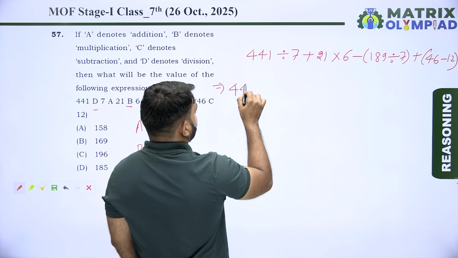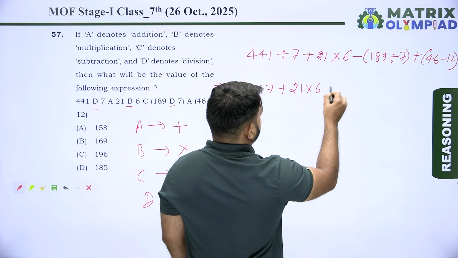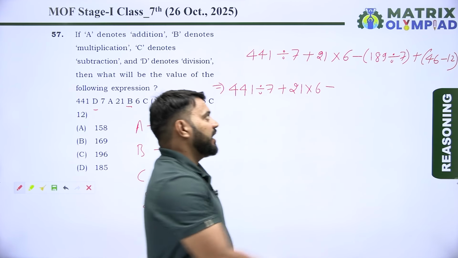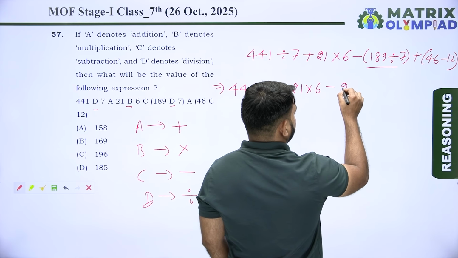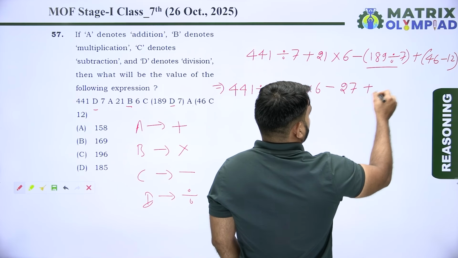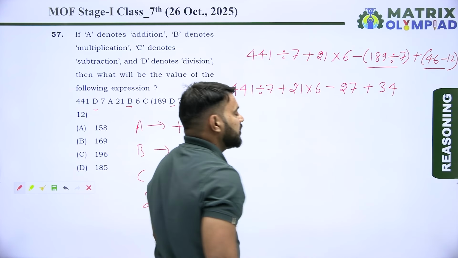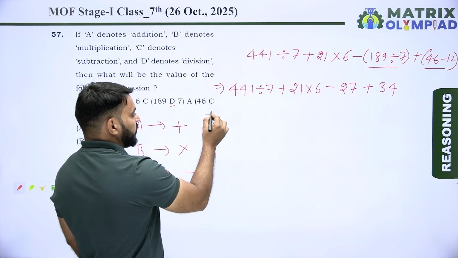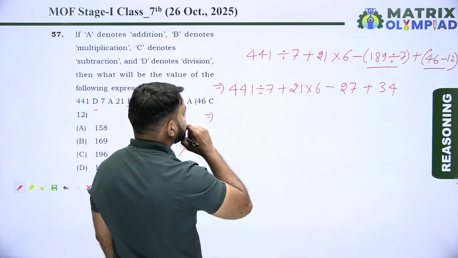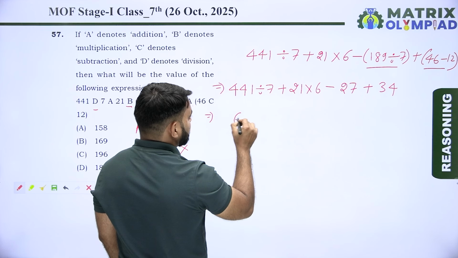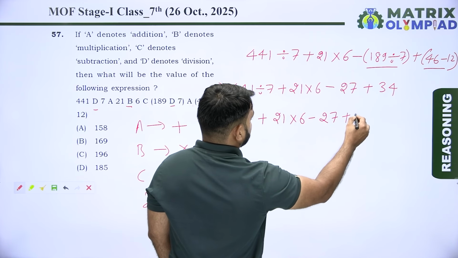So 441 divided by 7 plus 21 multiplied by 6 minus. Now solve the brackets. 189 divided by 7 is 27, plus 46 minus 12 is 34. Now divide the numbers according to BODMAS. So 441 divided by 7 is 63, plus 21 multiplied by 6 minus 27 plus 34.